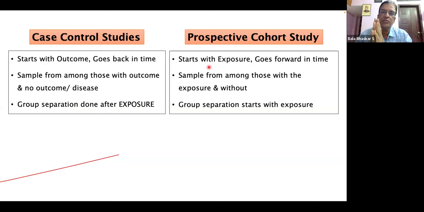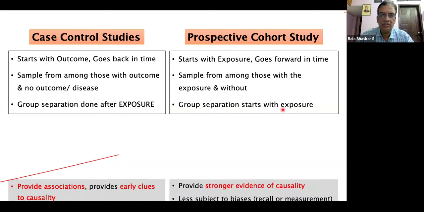Okay, we talk about exposure, regional anesthesia within 6 hours in injured patients. Then go forward in time in terms of an outcome, in terms of improvement in the pain scores. Okay, the sampling will start from among those with the exposure and without exposure, and group separation starts with exposure. I hope you understood.